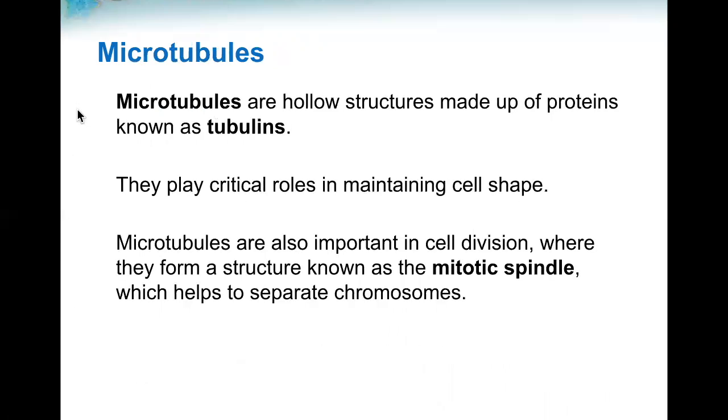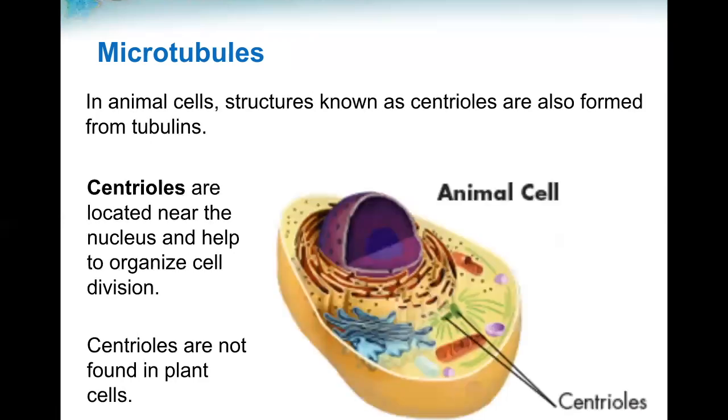Microtubules are hollow structures made up of proteins known as tubulins. They play critical roles in maintaining cell shape. Microtubules are also important in cell division, where they form a structure known as a mitotic spindle, which helps to separate chromosomes. In animal cells, structures known as centrioles are also formed from tubulins. Centrioles are located near the nucleus and help to organize cell division. Centrioles are not found in plant cells.